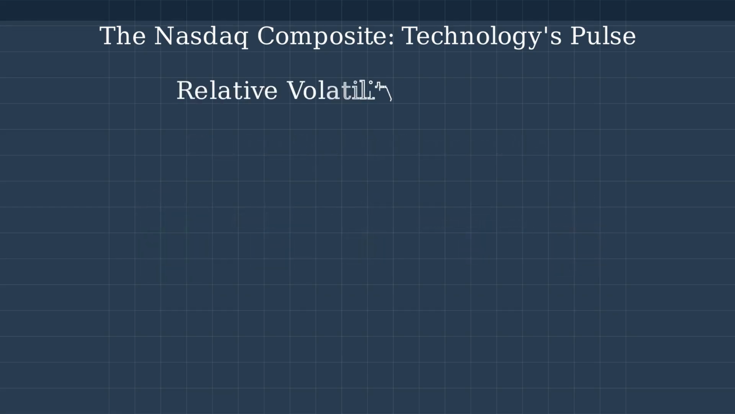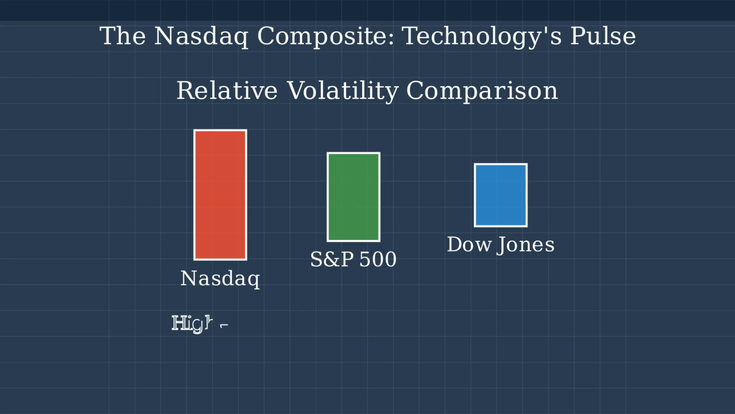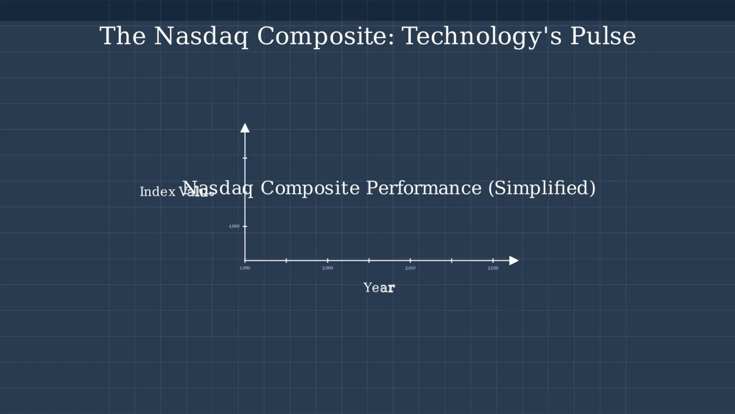This technology concentration makes the Nasdaq Composite more volatile than other major indices like the S&P 500 or Dow Jones Industrial Average. Looking at the Nasdaq's historical performance, we can see significant volatility, including the dot-com bubble in 2000 and the financial crisis in 2009.